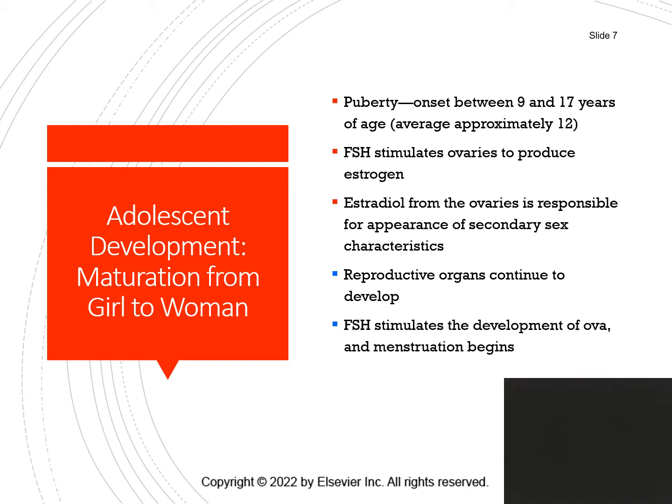Adolescent development, a maturation from a girl into a woman. Girls will begin puberty as early as 9 or as late as 17 years of age, but the average is around about 12 years old. The pituitary hormone, which is the follicle stimulating hormone, or FSH, stimulates the ovaries to begin producing estrogen hormones. Estradiol from the ovary is responsible for the appearance of the secondary sex characteristics. In women, this will include breast development, widening of the hips, the appearance of axillary and pubic hair, and growth of the reproductive organs.